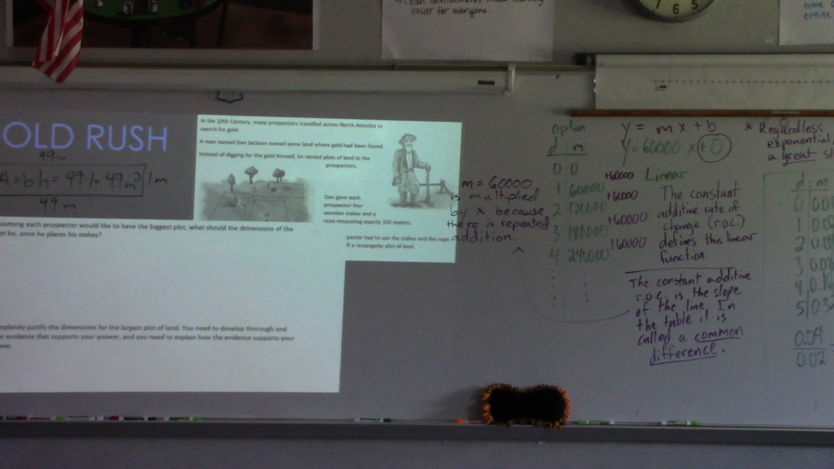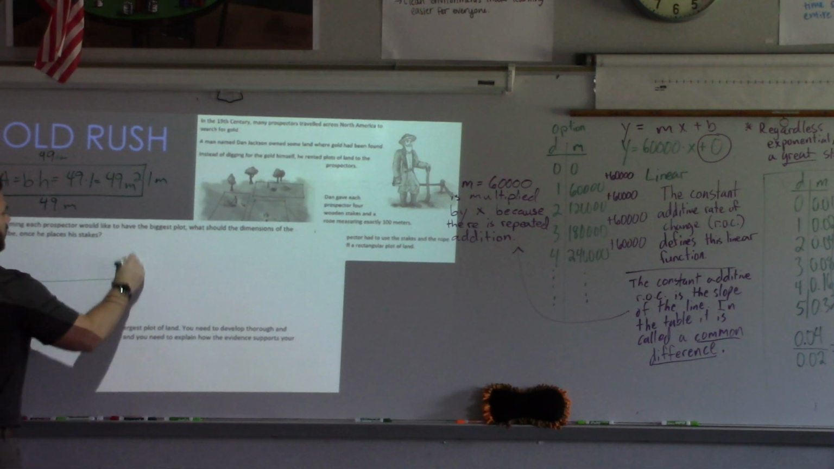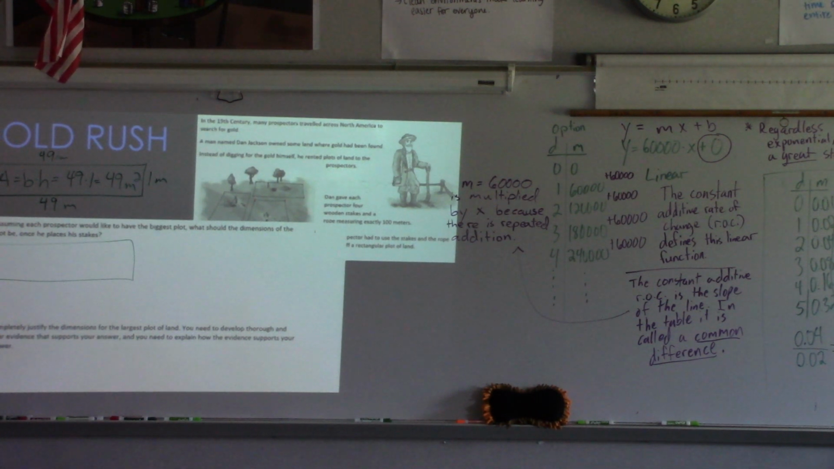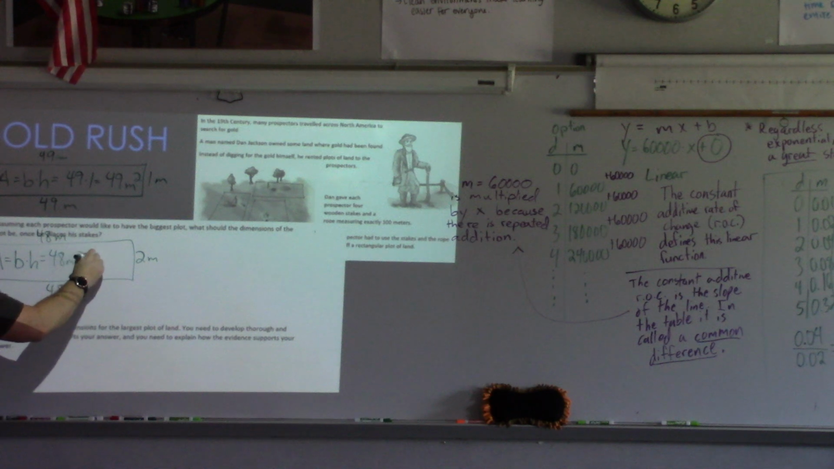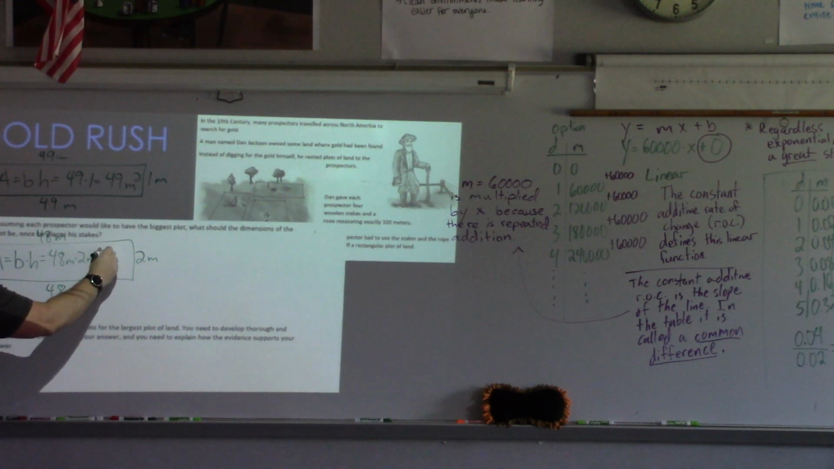However, let's just change it by 1 meter. We're going to do 2. So we're going to do 2 meters here, and 2 meters here. So what's here? 48. We all good with that being 48? Okay. Will you now have more or less area? So how would I calculate it? A equals B times H equals 48 times 2. Which gives me 96.